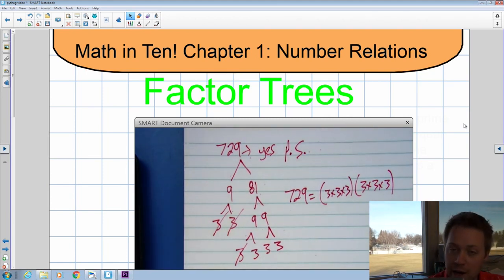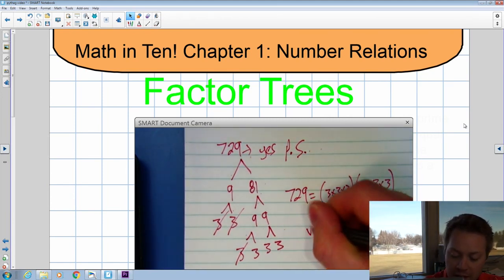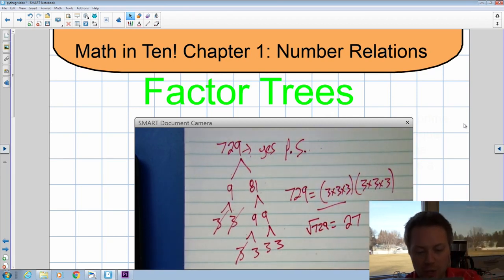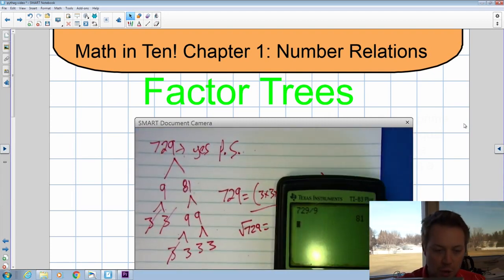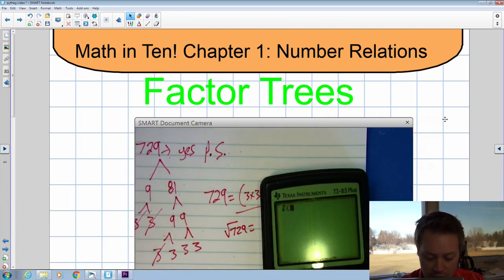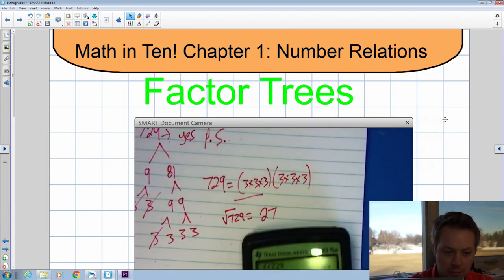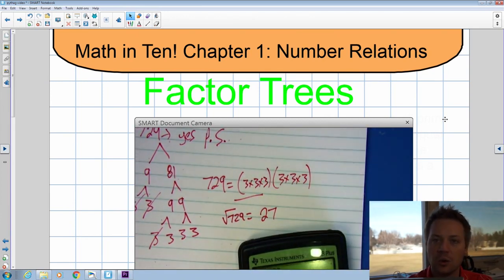Let's go ahead and find the square root of that. I multiply out one of my groups. So 3 times 3 is 9. 9 times 3 is 27. If you want to check these in your calculator, you can always do that. Just take the square root of the original number, and you can see that. Calculator says 27, my paper says 27. We're good to go.